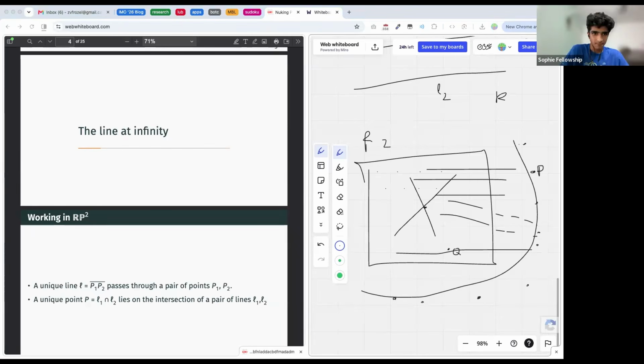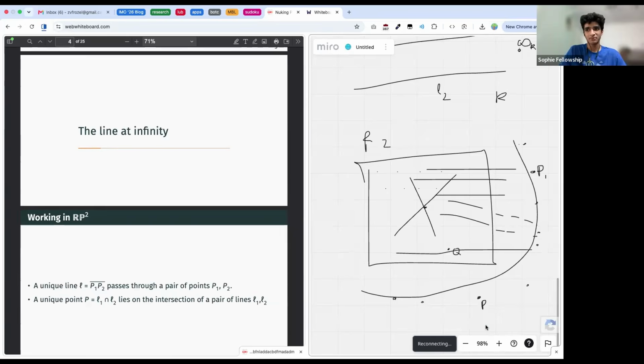So we are cooking. And finally, we have one more thing. If you have two points which are both at infinity, so let's say that's here P1 and P2, we want a line passing through both P1 and P2.